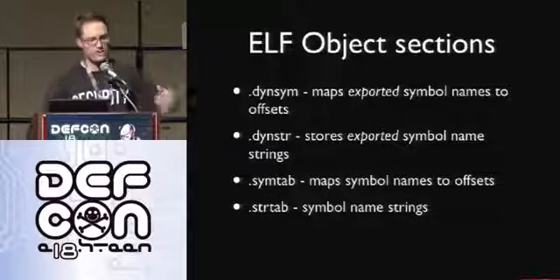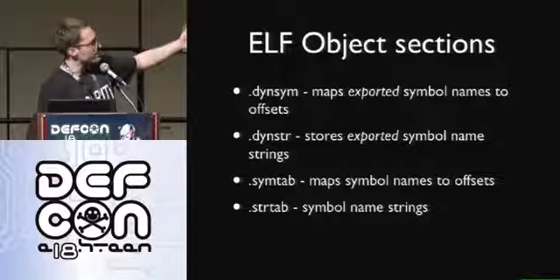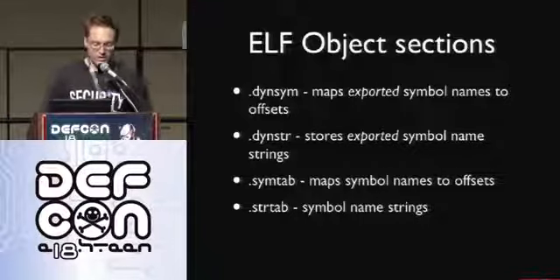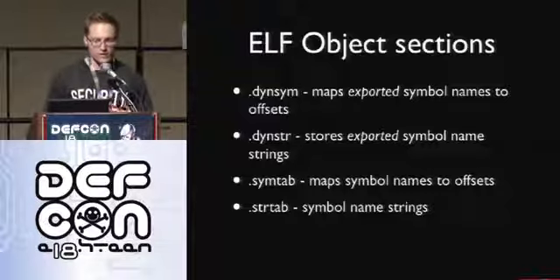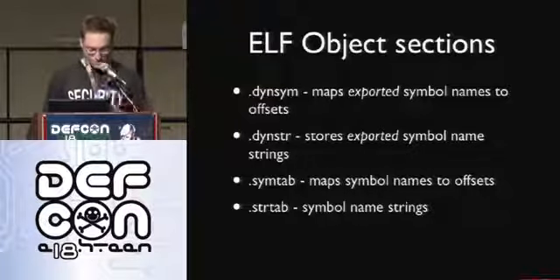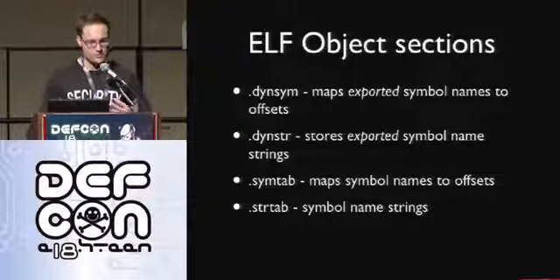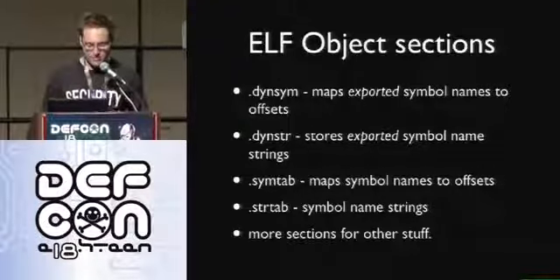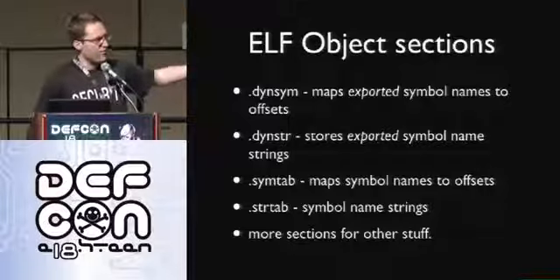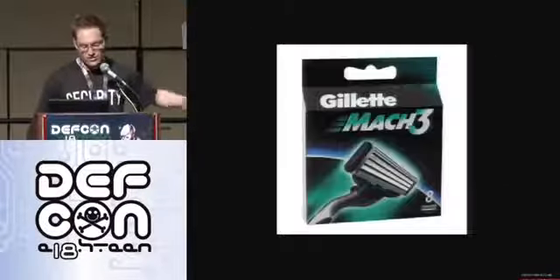Symtab and strtab are actually supersets of the information in the dynsym and the dynstr. They include other things like local variables and other symbols that aren't exported. This is useful for debugging, like if you get a backtrace and you want to know what's going on, you want to know what arguments a function takes, you'll need stuff from the strtab and the symtab. And there's lots of other sections like for stack unwinding and exception handling and stuff like that.